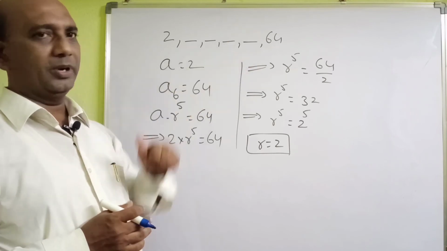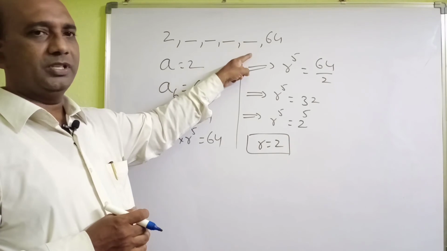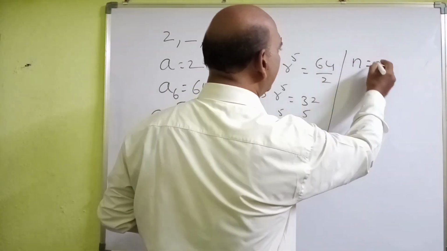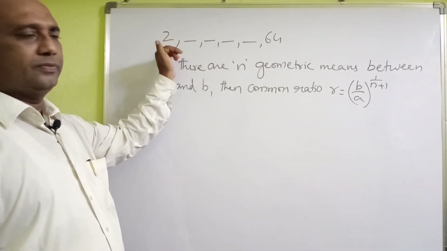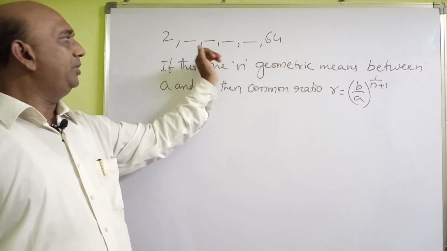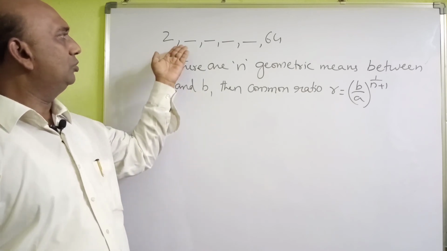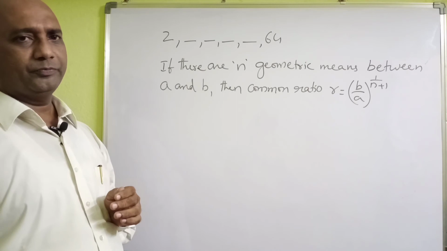We have to find the common ratio. Here, 4 geometric means are missing. That 4 geometric means is taken as n. So here n is equal to 4. Here 2 is the first term and 64 is the sixth term. In the middle, 4 terms are missing. So we are asked to find the missing terms and the common ratio.